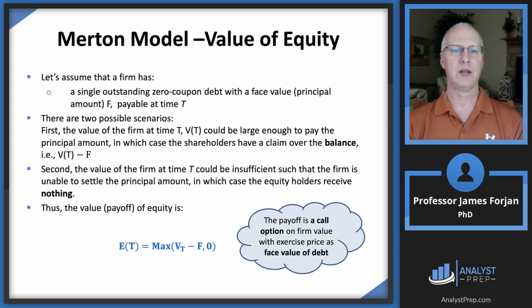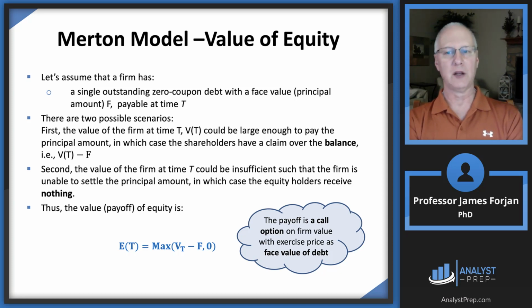All right, so let's go ahead and use the notation from the chapter so that you can use the chapter as kind of a source here. So let's assume that the firm has a single outstanding zero coupon debt with a face value of F. All right, so that's no big deal. We've done that in my simple example, payable at time uppercase T. Two possible scenarios. The value of the firm at the maturity date of the zero coupon bond could be large enough to pay off that principal amount, in which case the shareholders have a claim over the balance. All right, so that's exactly what we did in that very first example.